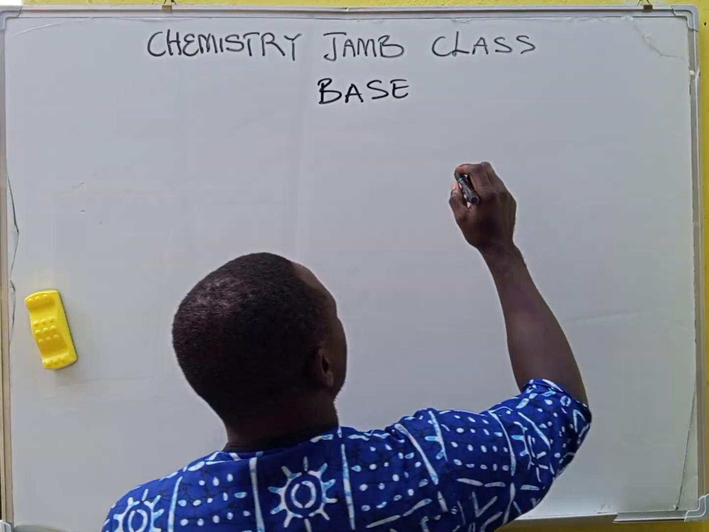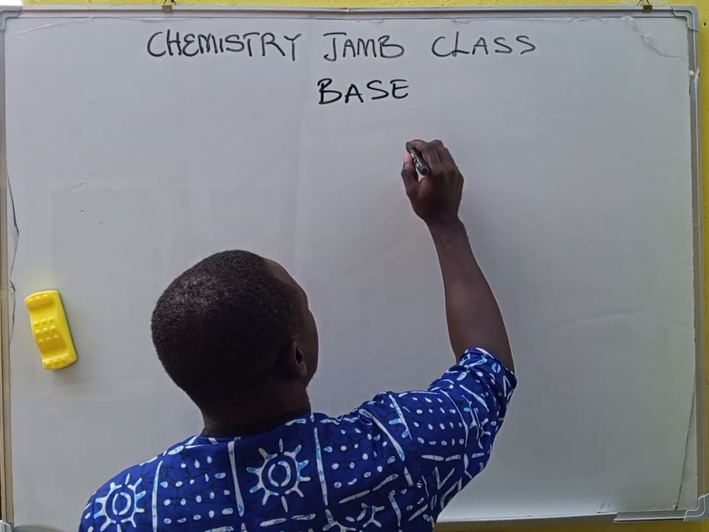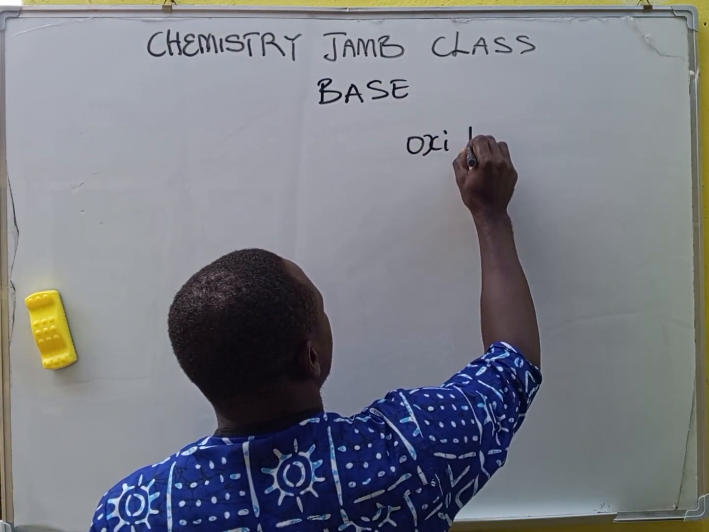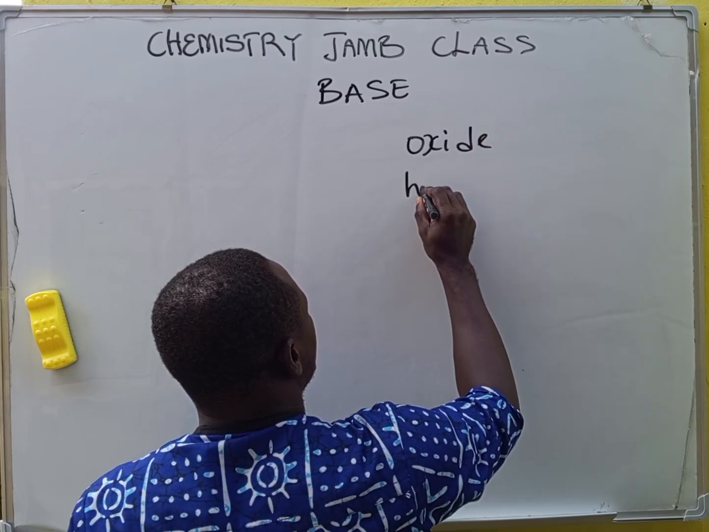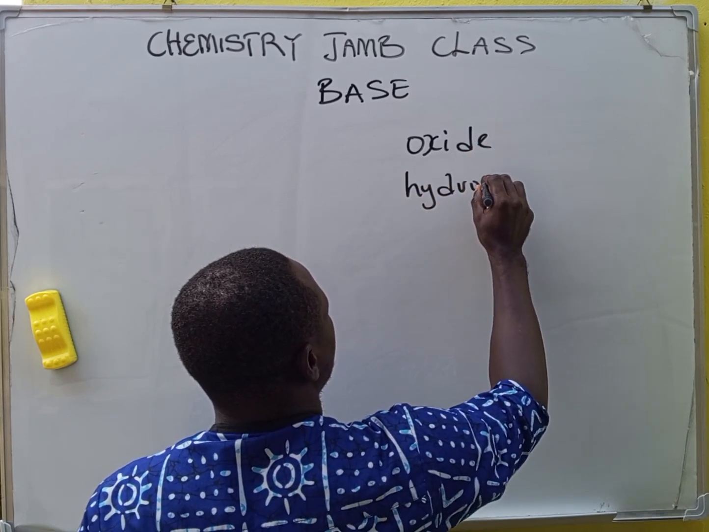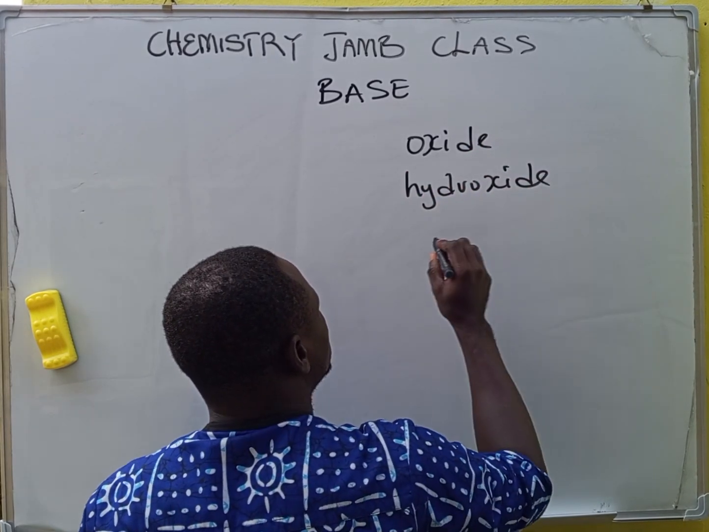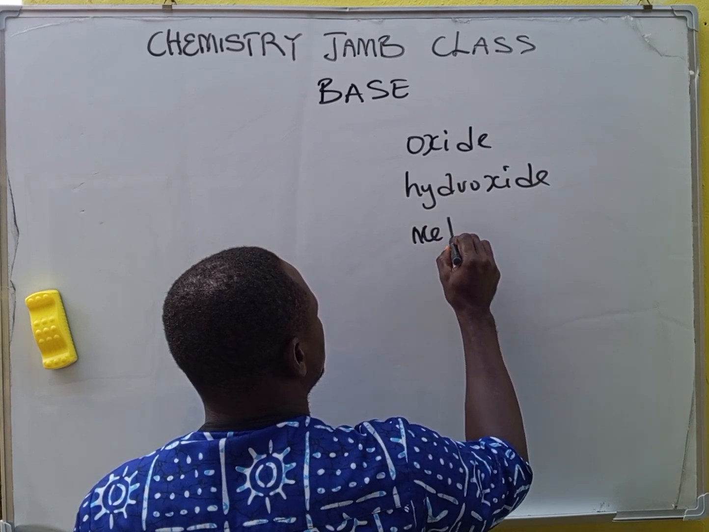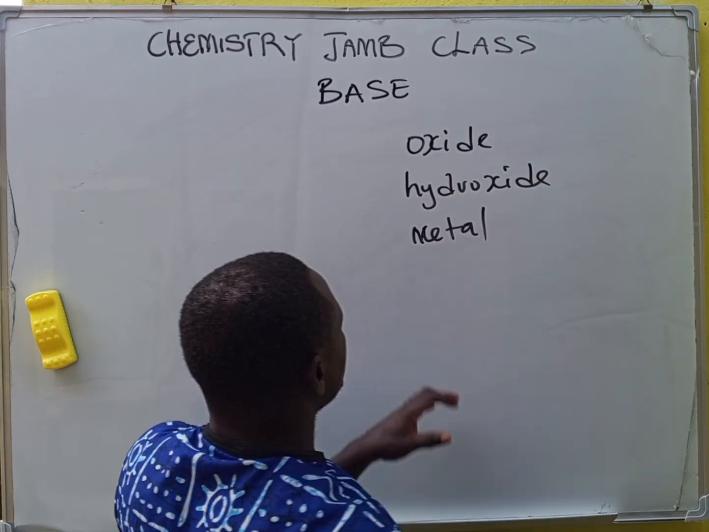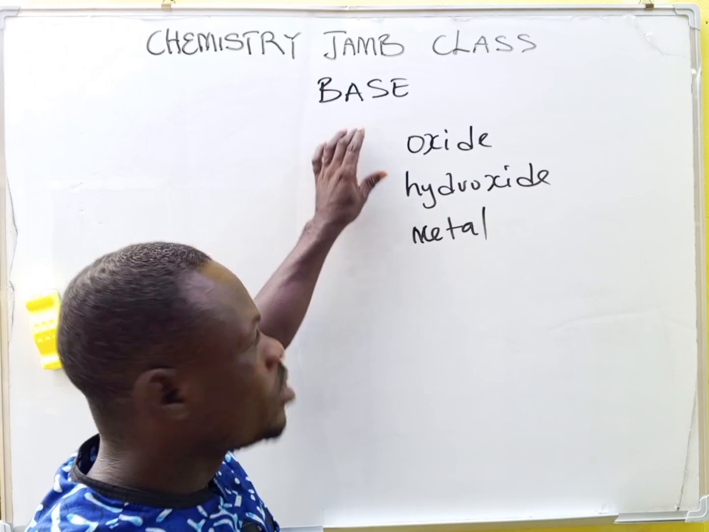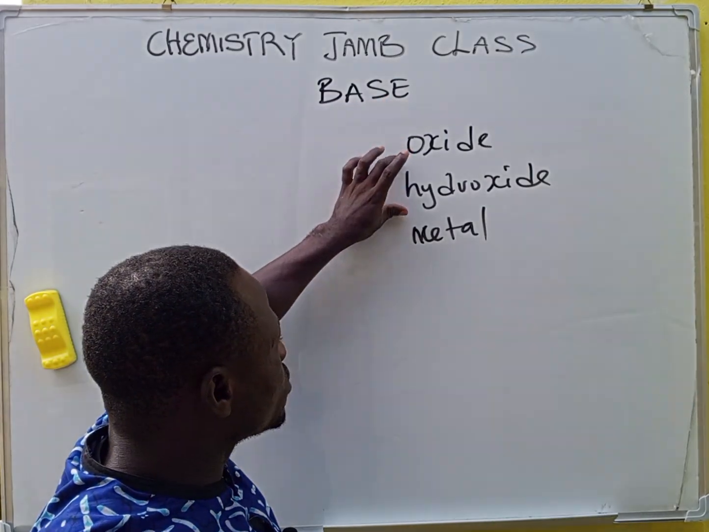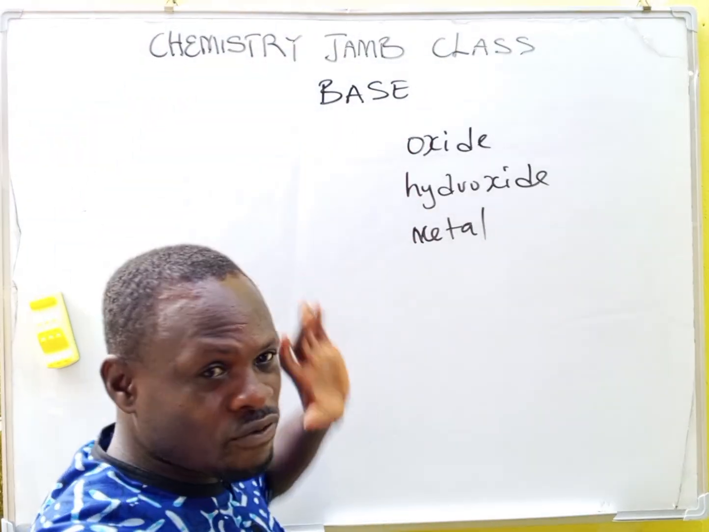One of them is oxide, and the other one is hydroxide. The next thing is metal. This is what we call base. Base is oxide, hydroxide, and metal. The three things that form base.